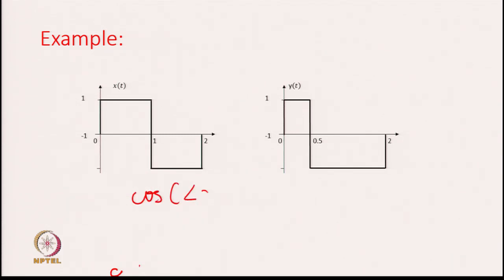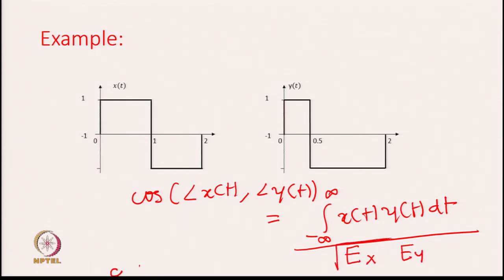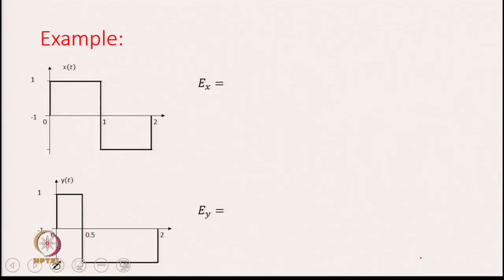Now, we have learned that if I am interested in finding the angle between two signals, I can use this identity, where I need to take the inner product of the signals involved. If they are real, I do not have to take the conjugate, and I have to divide it by the square root of the energy of these two signals. So, what I need to do is find out the inner product of the two signals involved and the energies of these signals. Let us try to do this.